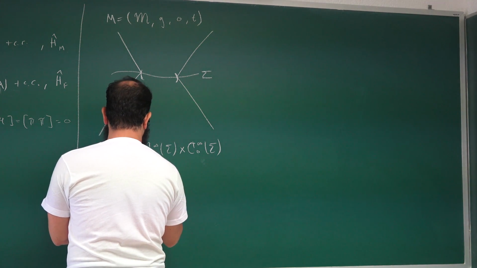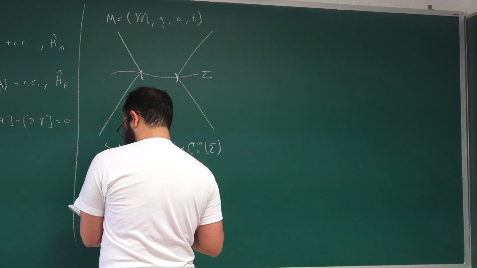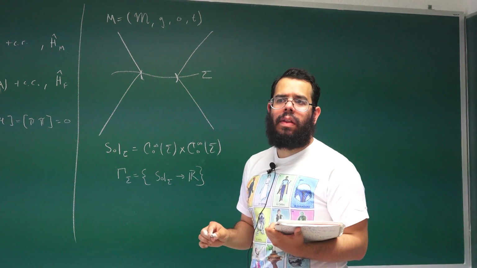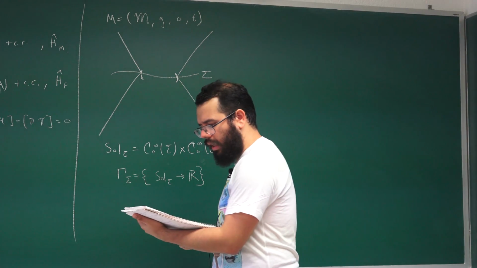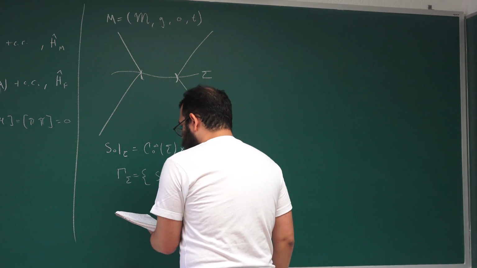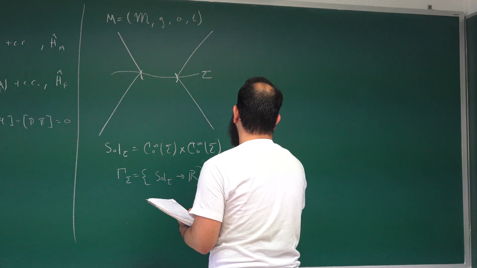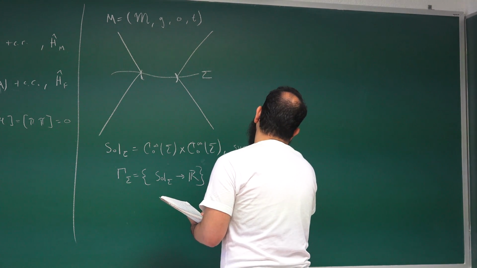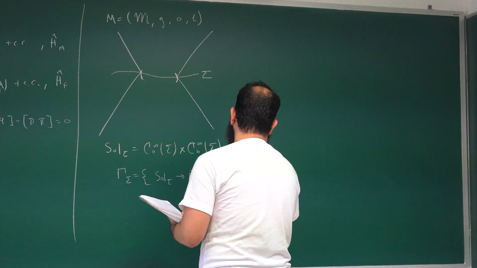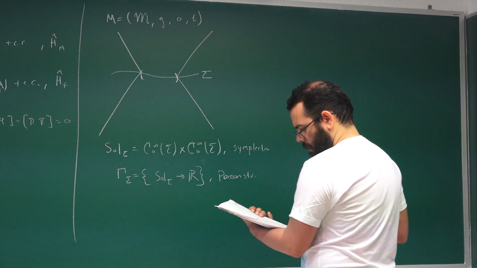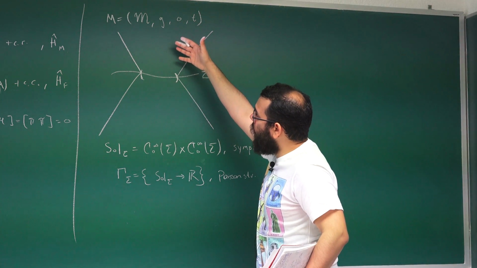Observables are maps from the solution space to R. This is what we have learned. And we had those Poisson brackets that we introduced with the help of a complex structure in the first lecture. So this is a symplectic space, and this carries a Poisson structure.